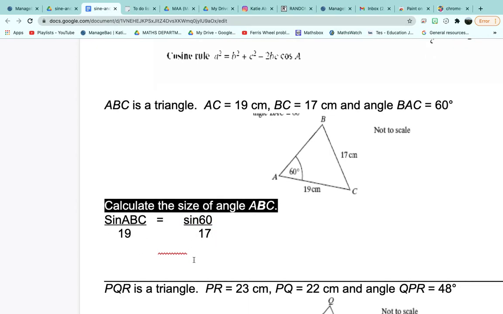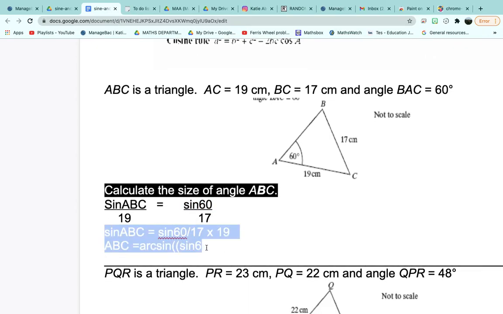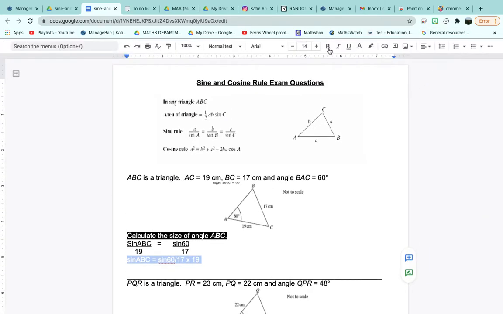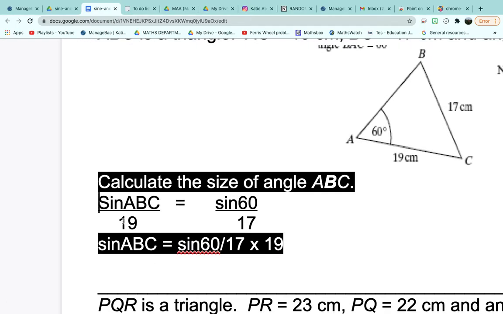We then need to rearrange, and there are multiple ways of rearranging this. What we're going to do is, first of all, move the 19. The way I think about this is when we are doing calculations, and we want to make something the subject of the formula, or we want to solve for ABC, we want ABC, our girlfriend or boyfriend, to be on their own. We want them all to ourselves. At the moment, they're connected with the sine and the 19. If it's a fraction, the first thing you need to do is get rid of the fraction part of this.